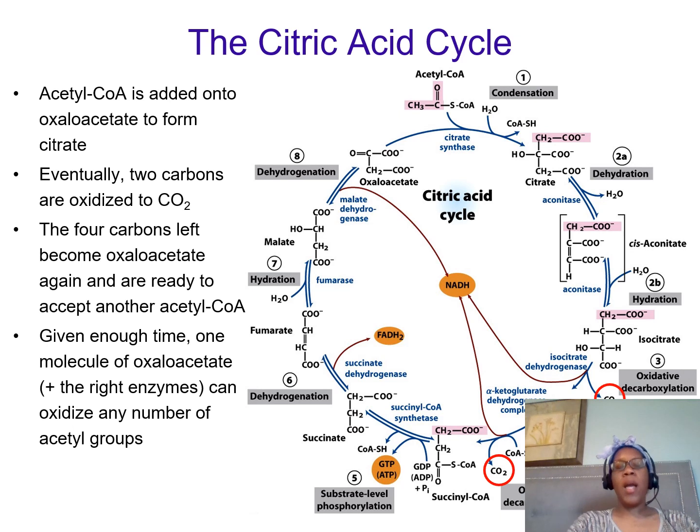And so it goes through a lot of changes where we get 2 carbon molecules, 3 carbon molecules, 4 carbon, 5 carbon, 6 carbon molecules. So not quite as straightforward as glycolysis, but since you've done glycolysis, it should be easier to catch on. Eventually the 2 carbons are oxidized to CO2, so we're going to lose a couple CO2s in the citric acid cycle. The 4 carbons that are left are ready to accept another acetyl-CoA, so it can go through that cycle. Given enough time, one molecule of oxaloacetate can oxidize any number of acetyl groups. So it's a cycle and it keeps being utilized over and over again.